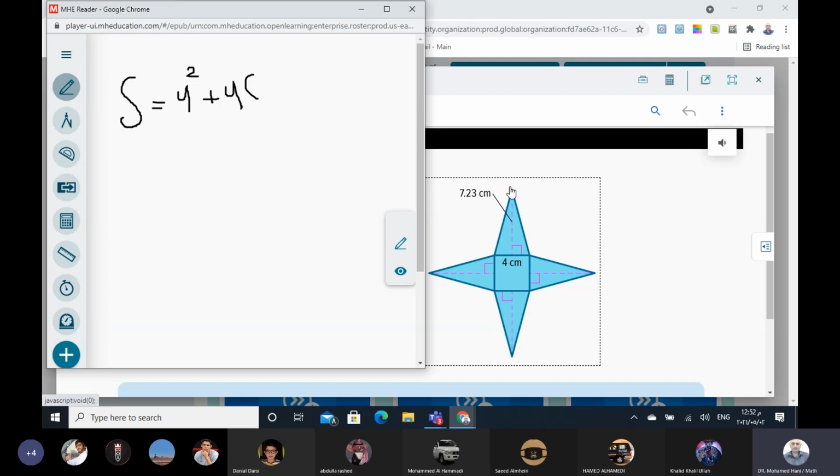What is the type of the lateral face here? Triangle. How to find the area of the triangle? Write the formula 1/2 times base times height. Great. Multiply by the base, which will be 4. Multiply by 4, times the height, which will be 7.23.